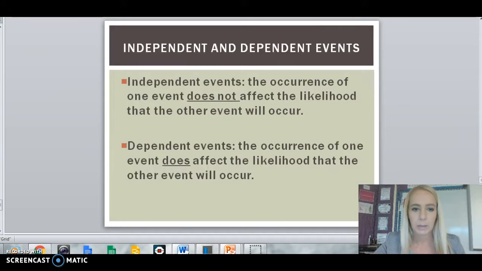Alright, the first thing that I'm going to do is define independent and dependent variables or events. So independent events, the occurrence of one event does not affect the likelihood that another event will occur, whereas dependent events is the occurrence of one event does affect the likelihood that the other event will occur. So now we're going to take a look at an example of both.